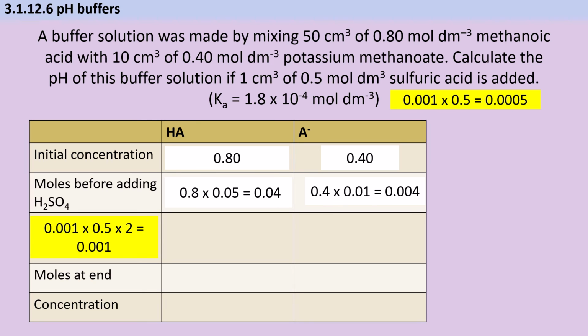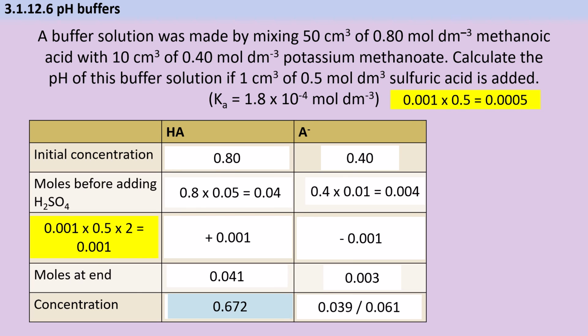Now, when those hydrogen ions are added, they are going to associate with the anions that have come from the salt in order to make more acid. So the number of my moles of acid is going to increase by this amount, and the number of moles of my anions is going to decrease by this amount because they've been taken up by those hydrogen ions. So then my moles at the end are going to be 0.041 and 0.003, and then I need to divide those by the total volume. So this is going to give me a concentration of 0.672, and likewise if I do the same for the anion, I get a concentration of 0.0492.